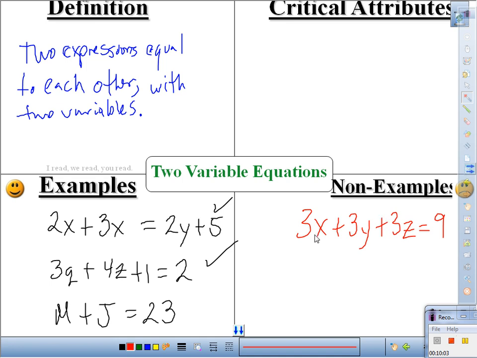So what would this one be called, everyone? Three-variable equation. And we are going to get to those towards the end. I'm going to get you to Algebra 2. We're going to do some Algebra 2 later on. So write that down, please.